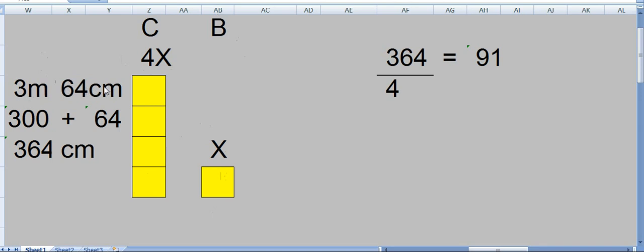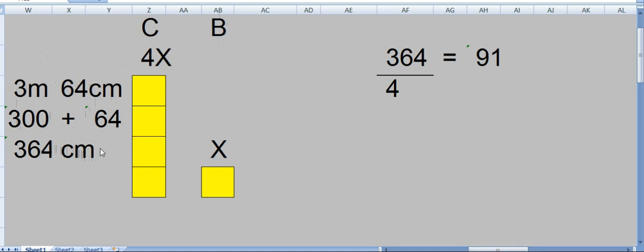Now you have to divide this. You have to find the height of the bookshelf. So what you have to do is divide this. For dividing, convert into a single measurement only. Means 3 meters becomes 300 centimeters, and this is 64. So everything becomes 300 plus 64, 364 centimeters.